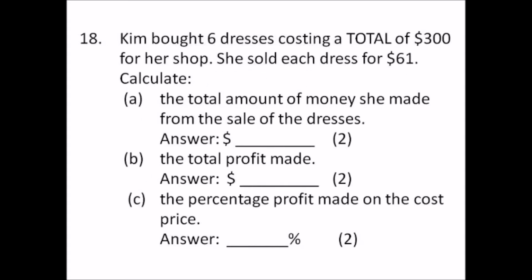18. Kim bought 6 dresses costing a total of $300 for her shop. She sold each dress for $61. Calculate A, the total amount of money she made from the sale of the dresses, B, the total profit made, and C, the percentage profit made on the cost price. 2, 4, 6 big marks.